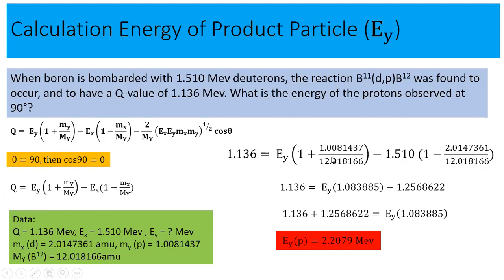When you put the values, just multiply and add, and after this you have to divide by 1.083885, and you will get the value of 2.2079 mega electron volt. So this is the energy of the product particle, and in this case it is the energy of the proton emitted with the bombardment of deuteron on the boron. So this is all about the four objectives of nuclear energetics we have discussed in this lecture.